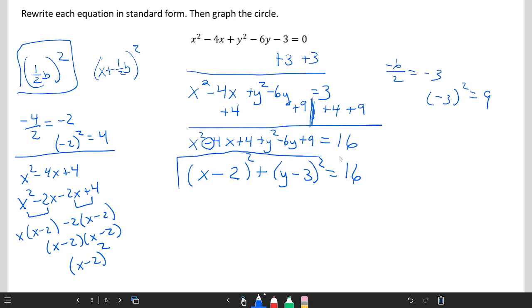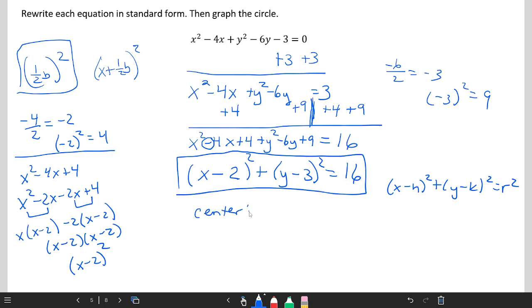So this is the equation of the circle in standard form. Remember, this was our formula. So now we can identify the center and the radius. We have x minus h in the formula, and we have x minus 2 here. So h is 2. And then similarly we have y minus k, and y minus 3, so k is 3. So the center is 2, 3. And then r squared is 16, so r is 4. The radius is a distance, so it's always a positive number.